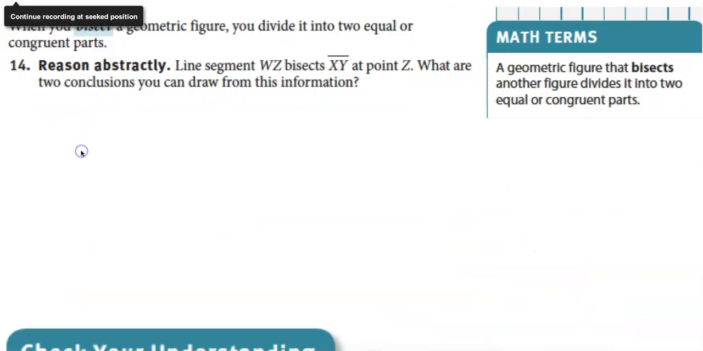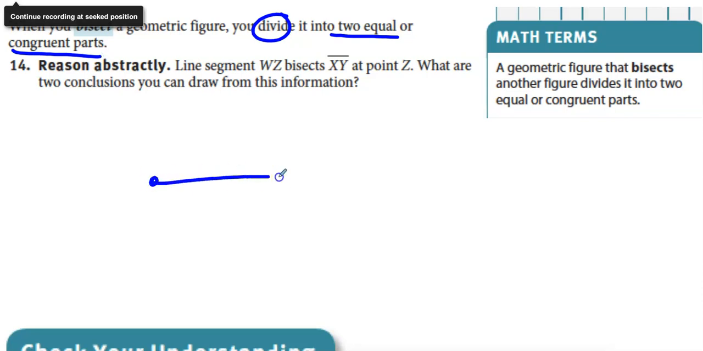So the next important word we're going to learn is bisect. And so when you bisect a geometric figure, you're going to divide it into 2 equal parts or 2 congruent parts. So it's very similar to what a midpoint is. So let's draw a picture. So it says line segment WZ is bisecting XY.